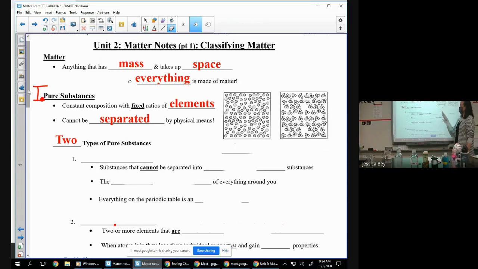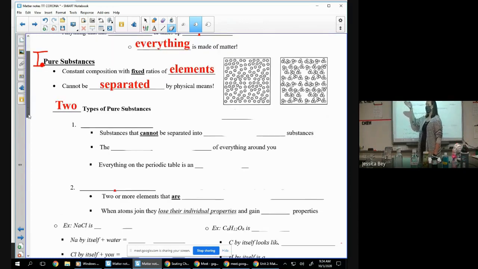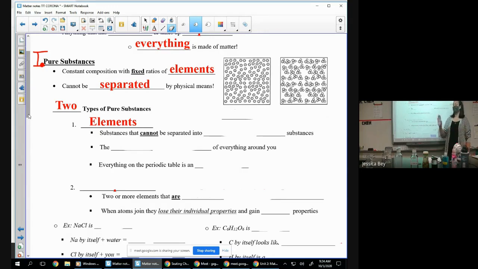Wonderful. Let's fill them in and then we will define them. The two types of pure substances that we just talked about on the first page. The first one are elements. And the second one, so just drop down to the number 2, these are compounds. So if I ask you what are pure substances, there are 2 of them. Elements and compounds are both pure substances.